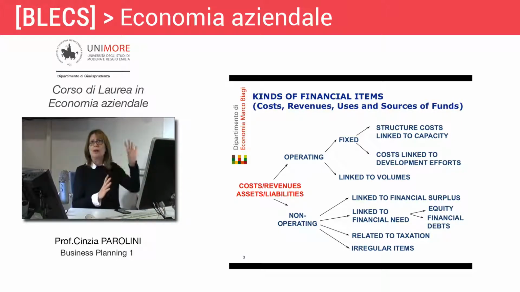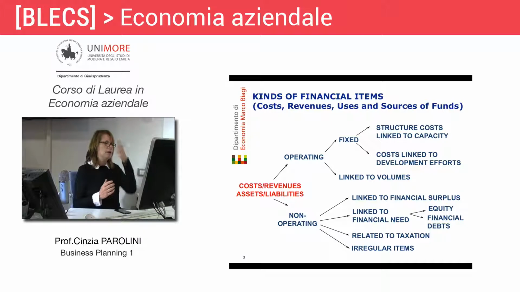Costs and revenues, which are in the income statement, and assets and liabilities in the balance sheet, can all be classified in this way. First of all, we have to distinguish between operating and non-operating items. Operating items are linked to operating activities, that is, the main revenue-creating activities of the company.